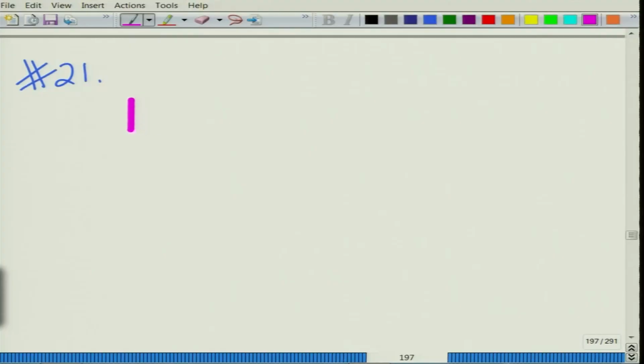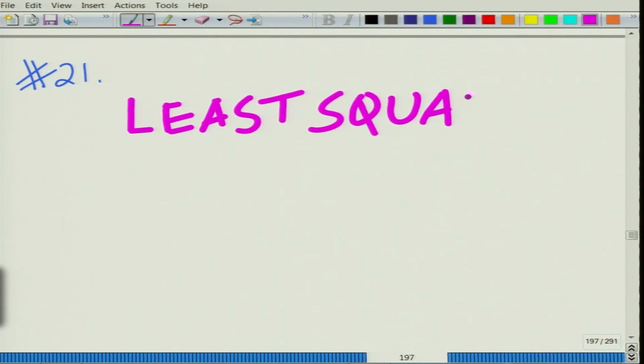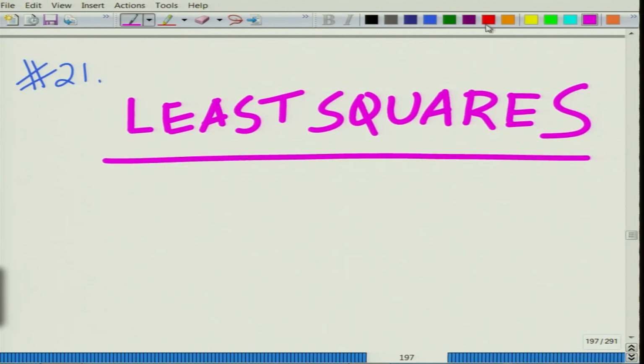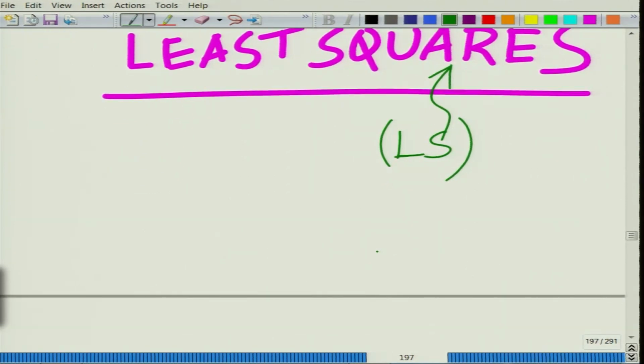In this module, let us start looking at another very important topic in linear algebra, and that is the least squares solution. This is another very important concept that has significant implications. It is often abbreviated simply as the LS, for least squares. This is known as the least squares solution.